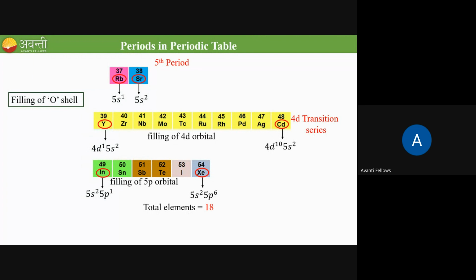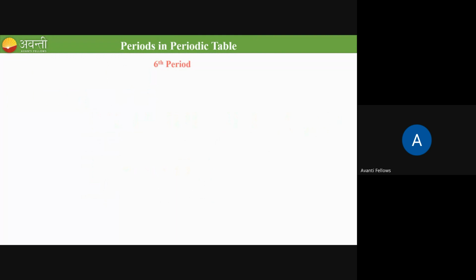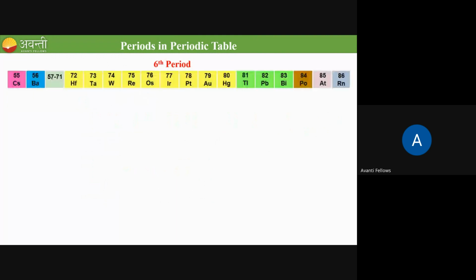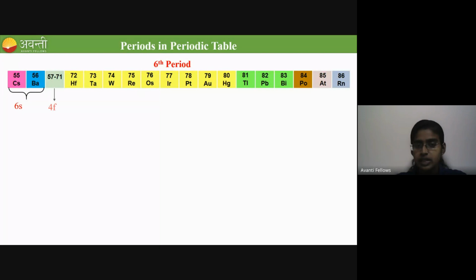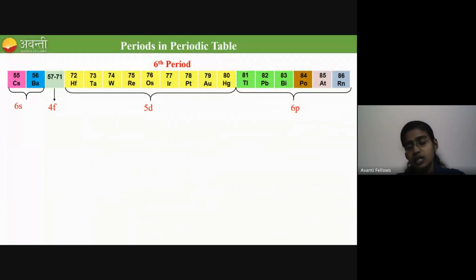Now coming to the sixth period. So here we have these elements. The first two are s-orbital elements; filling of the s orbital takes place. And from atomic number 57 till 71, here the filling of the 4f orbital takes place. And from hafnium till mercury, it is 5d. Filling of 5d takes place. And from thallium till radon, filling of 6p takes place.